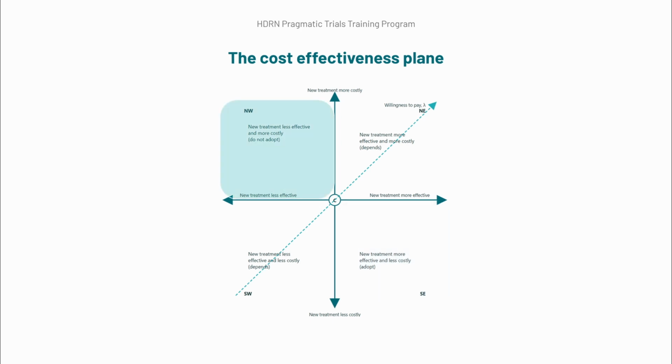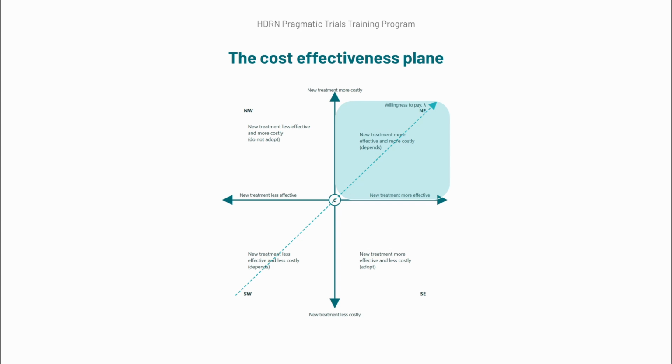The northwest quadrant is the opposite: worse outcomes at higher cost, so we should not adopt that strategy. The southwest quadrant represents treatments that are less effective but also less costly. Here, the decision really depends on how much effectiveness we are willing to trade for those savings. A small loss in benefit might be acceptable if the cost reduction is substantial, but a large drop in benefit usually is not. And finally, the northeast quadrant.